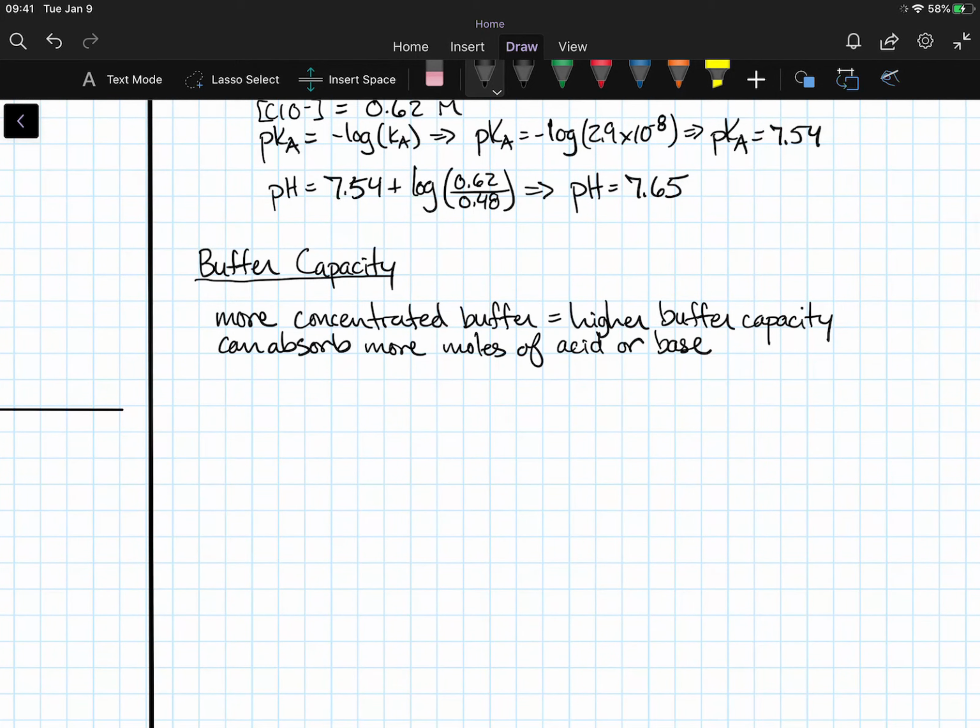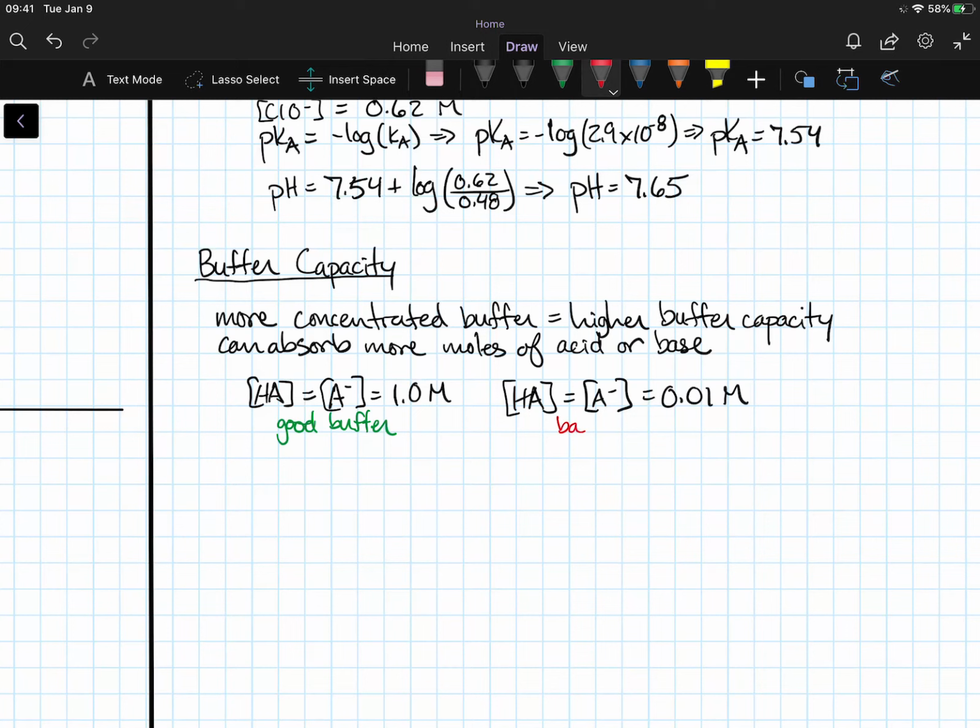So for example, if we have the weak acid concentration equal to the conjugate base concentration, and that's equal to like 1 molar, that's a good buffer. That can absorb a lot of moles of strong acid or strong base before we start running out of those components. If, for example, we have the weak acid concentration equal to the conjugate base concentration, and it's like 0.01 molar, that's not very good. It can't absorb much acid or base before it starts running out.